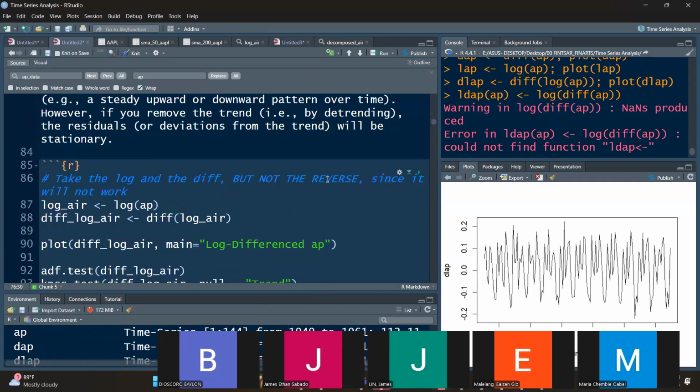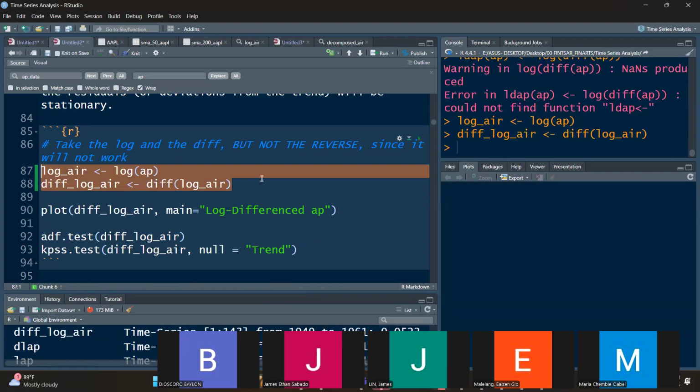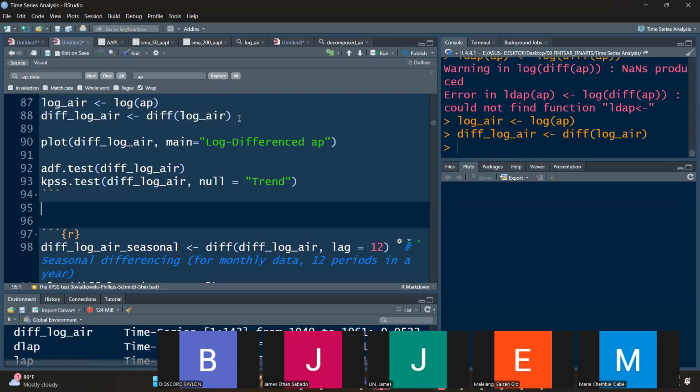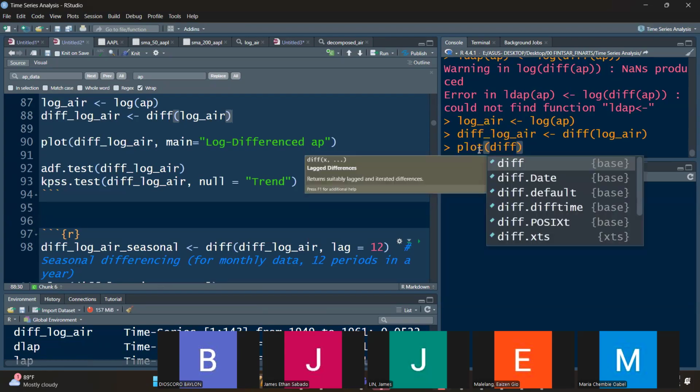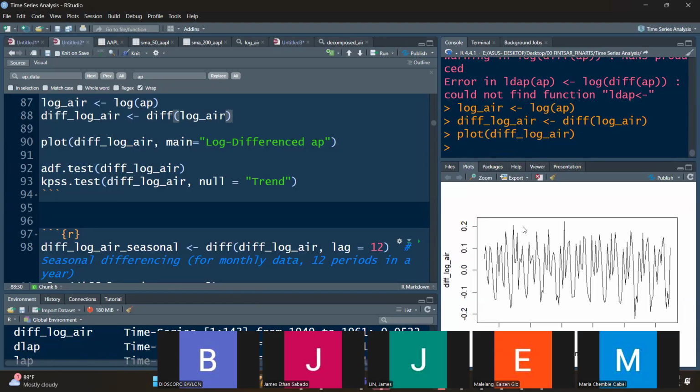So in this case, we created this object, log air, which is the log of AP. We get the difference of log air and called it diff log air. So let me run this, control enter. And then actually we plotted this. Plot diff underscore log air passengers. You can see now that visually it seems to be stationary in mean and stationary in variance.